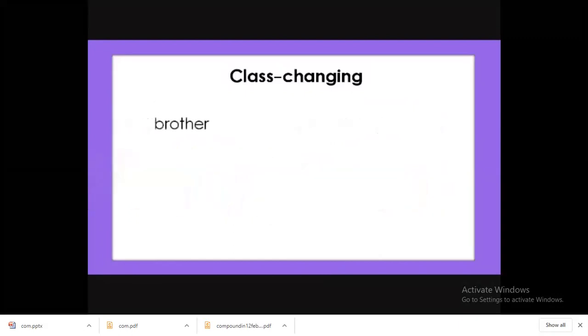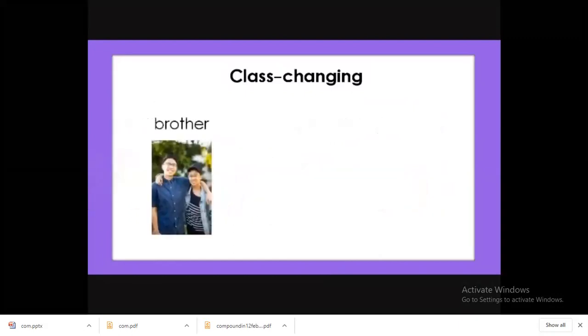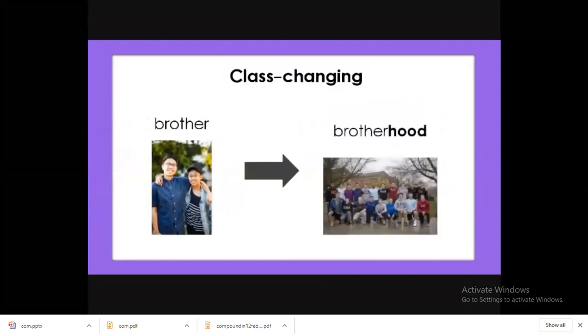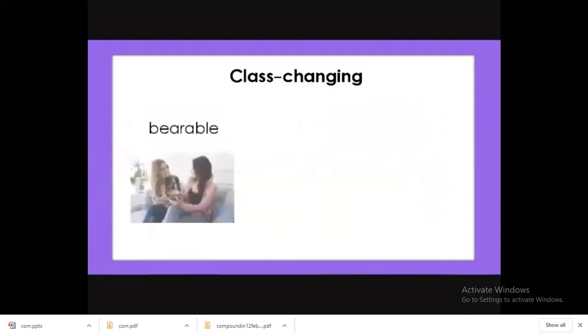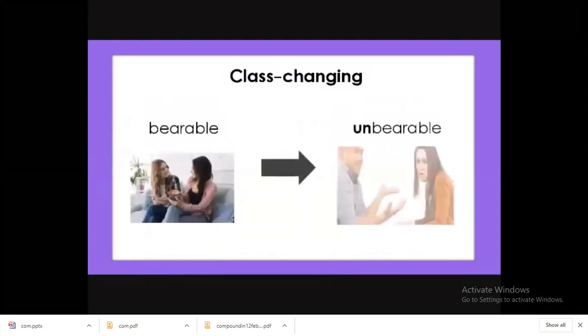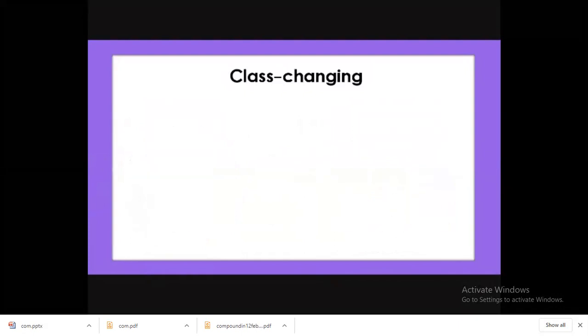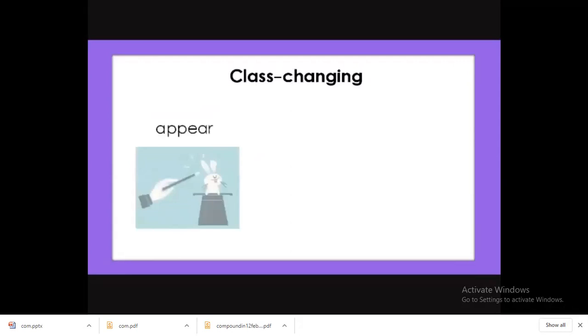Brother is a person who is related to you as part of your family, and brotherhood is a relationship between brothers or an association or community of people linked by religion or social status. They are both nouns, but they mean different things. The same happens with the case of bearable, which is an adjective, and unbearable, which keeps being an adjective, but they mean opposite things. And the same exact thing happens with appear and disappear.